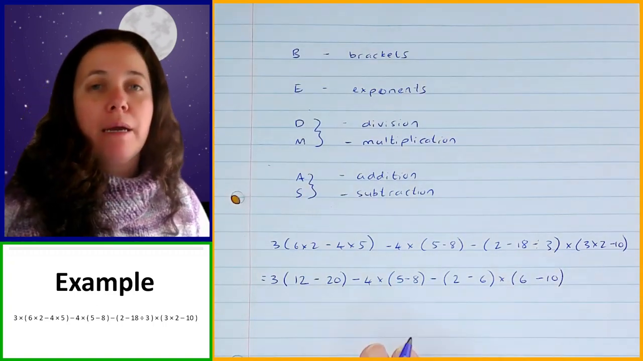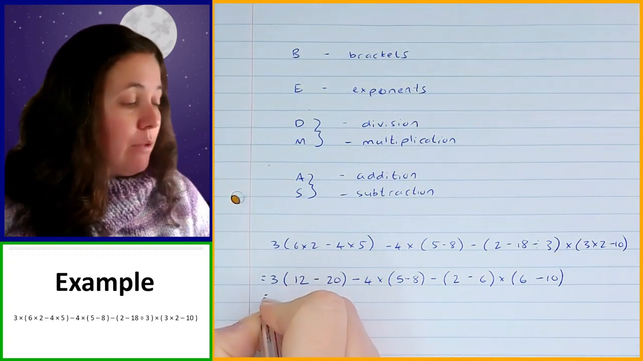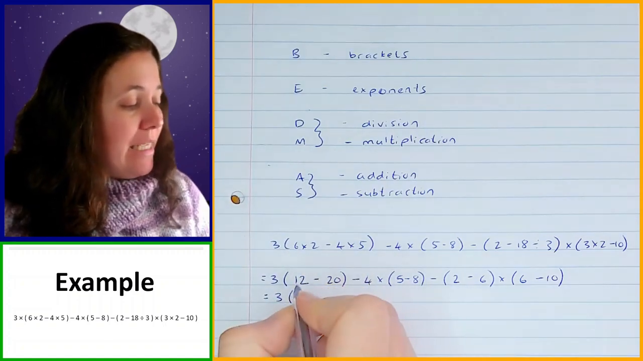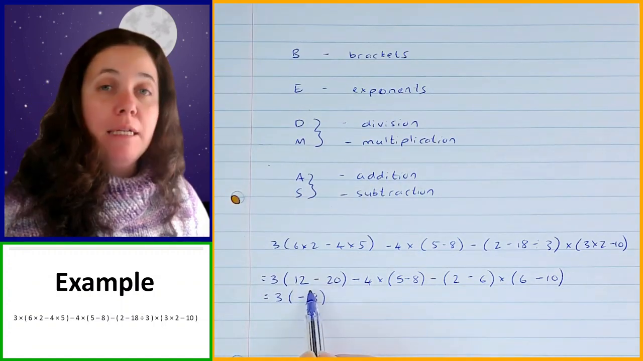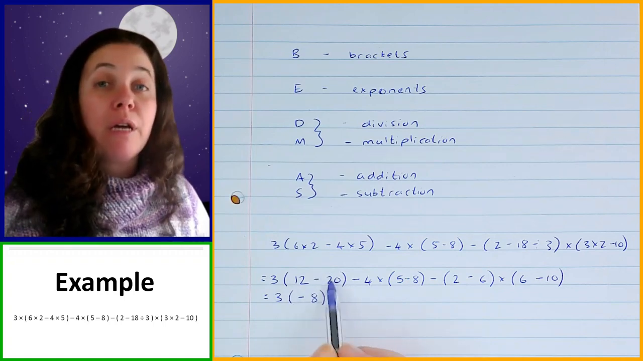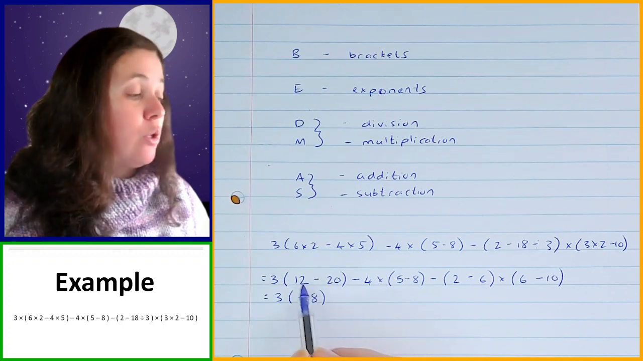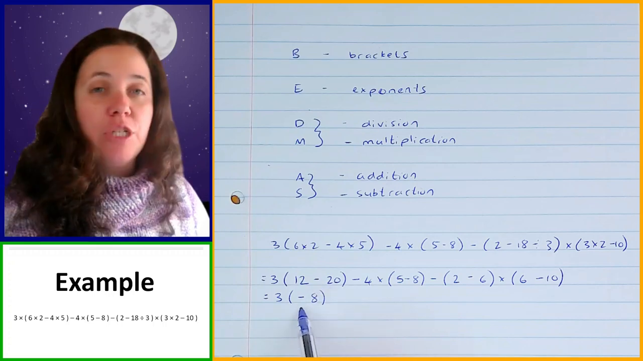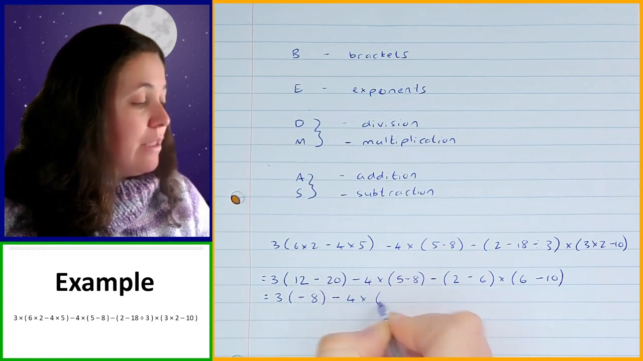Okay, so now I've done all of my multiplication and division inside the brackets. Now I need to do my addition and subtraction inside the brackets. So now I've got 3. Then 12 minus 20 is negative 8. Remember, because they're opposite signs, we subtract the absolute values and take the sign of the one with the higher absolute value. The 20 has a higher absolute value, so 20 minus 12 is 8, and because the 20 is negative, our answer is negative. So that's negative 8. Minus 4 times, same thing happens over here.